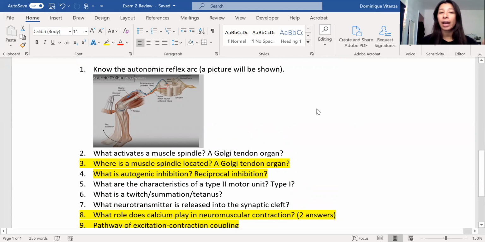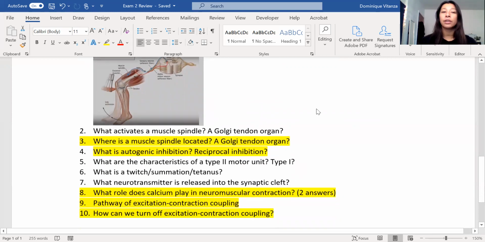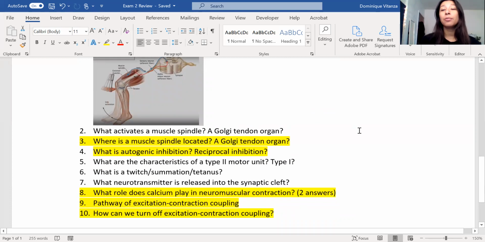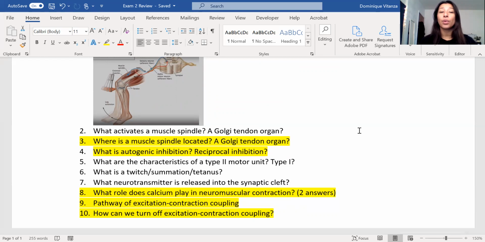Hopefully you drew a picture of that. I'm not going to cover it too much, but knowing the difference between an afferent and an efferent muscle fiber is important. And then we have our muscle spindle versus our Golgi tendon organ. So make sure you know what activates a muscle spindle. Is it stretch or is it force? And what activates a Golgi tendon organ, stretch or force? And then, where is each located?